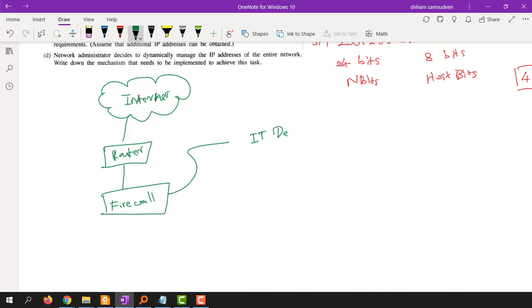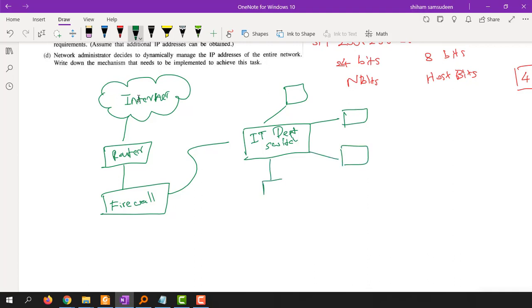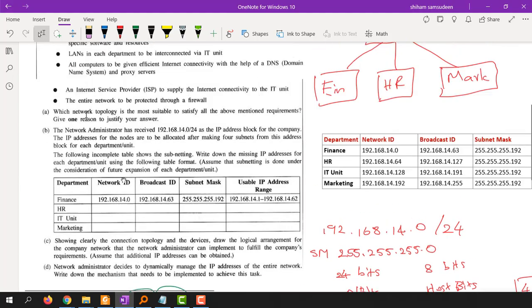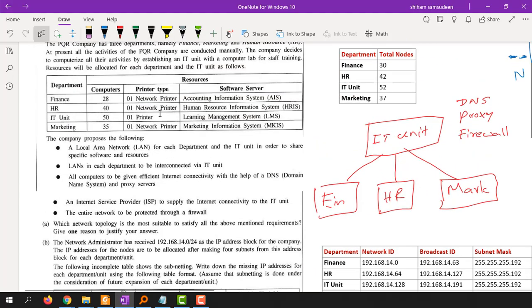So we have this IT department switch. We have a switch here where the computers and the printers will be connected, right? So this is the IT department switch. If we take a look at the configuration for the IT department, it has 50 computers, one printer. It's not a network printer, so we will have to connect the printer to the computer, not the switch directly. And we have an LMS there.